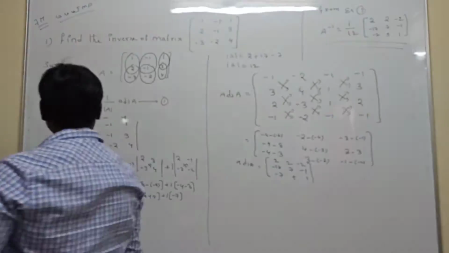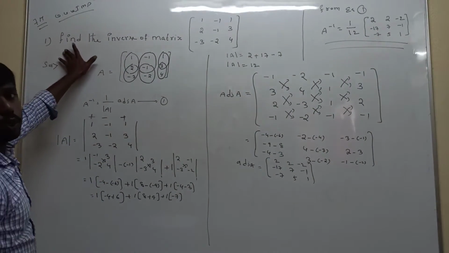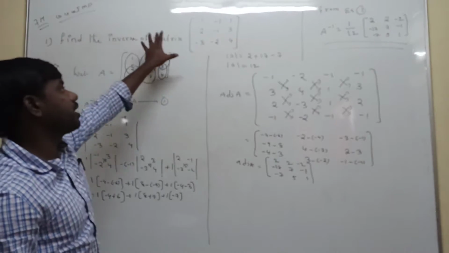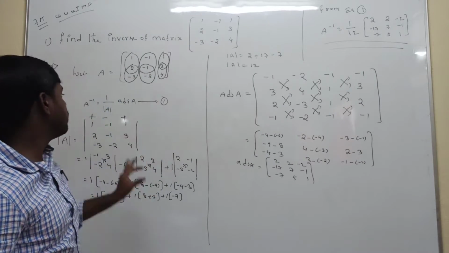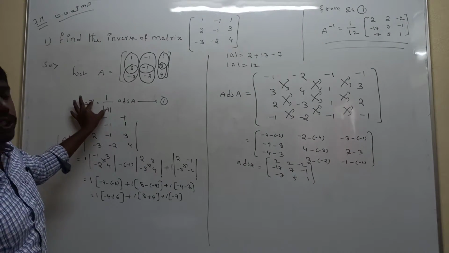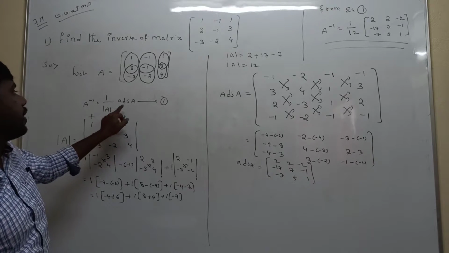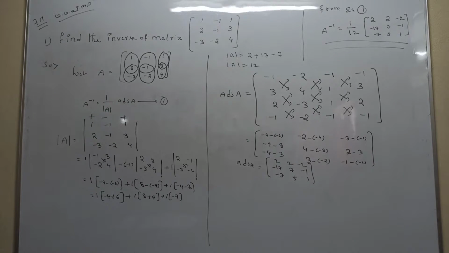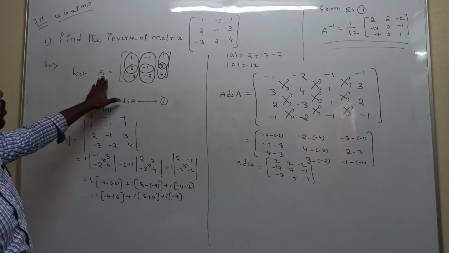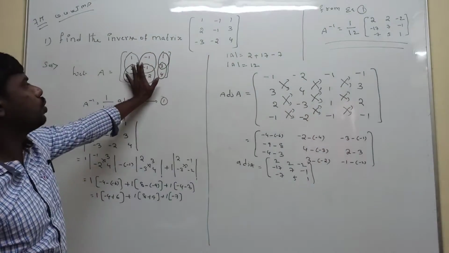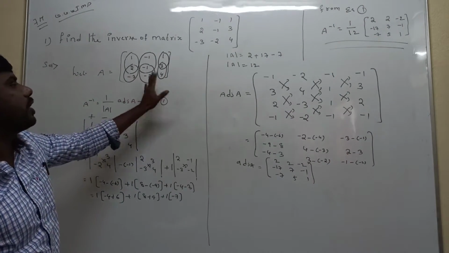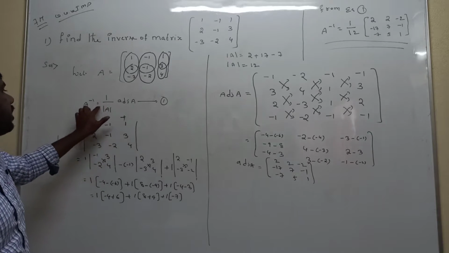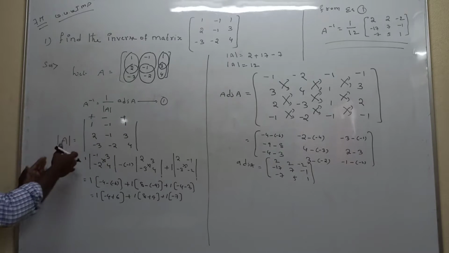Once again, they are asking to calculate the inverse of the matrix. What is the given matrix? To calculate the inverse of the matrix, A inverse is equal to 1 divided by delta into the adjoint of A. So what is the given matrix? Let A be equal to 1 minus 1 1, 2 minus 1 3, minus 3 minus 2 4. First we calculate the determinant of A. That's why we are doing the determinant of A first.